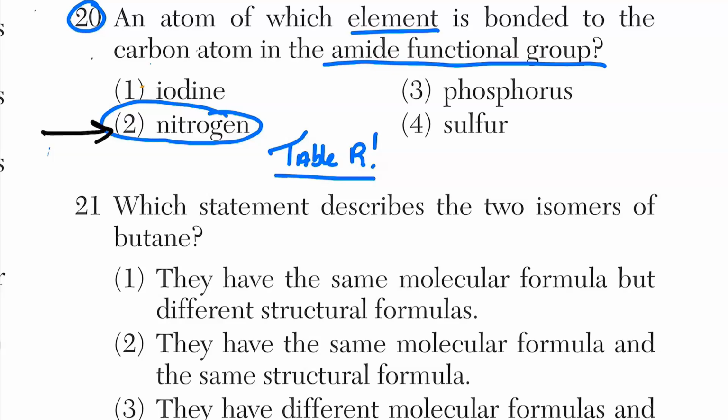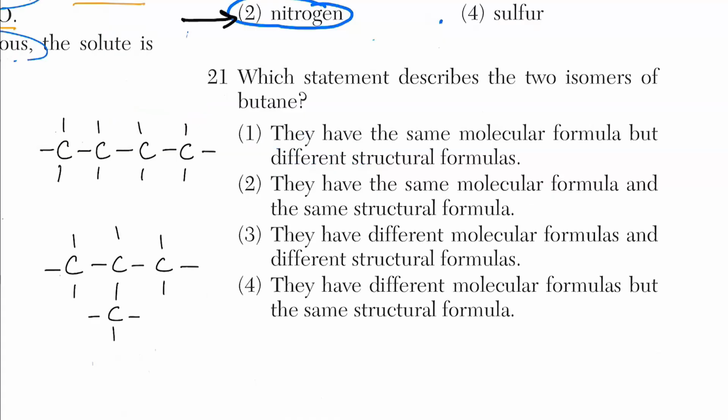On to number 21. Okay, number 21. Which statement describes two isomers of butane? Isomer. Iso means same. Okay, just like we hear of isotope, same element, different number of neutrons. But isomer is same molecular formula, same number and type of atoms, the same number of carbons, hydrogens, and oxygens, but different structure. So here's an example of two isomers, and whether it's butane or isomers of another compound, they're going to have the same molecular formula.